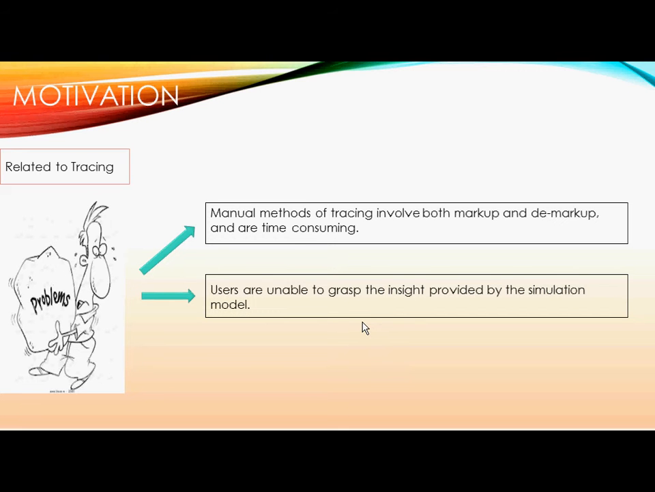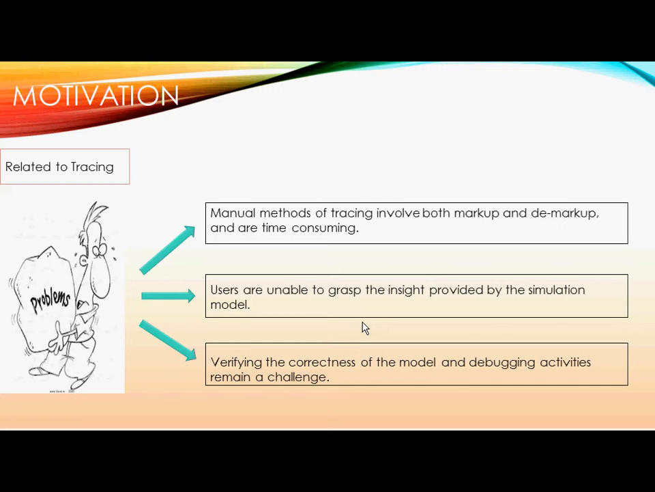Then the next point relates to the fact that many times modelers are not the end users. End users are the ones who need to gain the most from the models, but unfortunately they are not present when the models are executed. The modelers run the models, and they are the only ones who witness the execution of the models. So users are unable to grasp the insight provided by the simulation model, which is very important. And the only way to overcome this might be going through the traces if we had an efficient and a detailed trace log present in front of us.